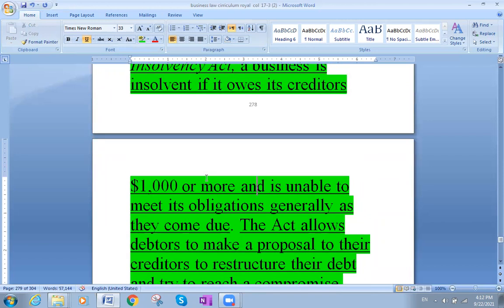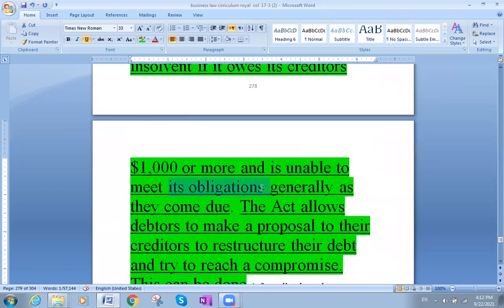They owe others $1,000 or more, but are unable to pay it. "I don't have money to pay you. Yes, I owe you, but I don't have money to pay you." The business does not meet its obligations generally as they come due. So I won't pay you on the date due.